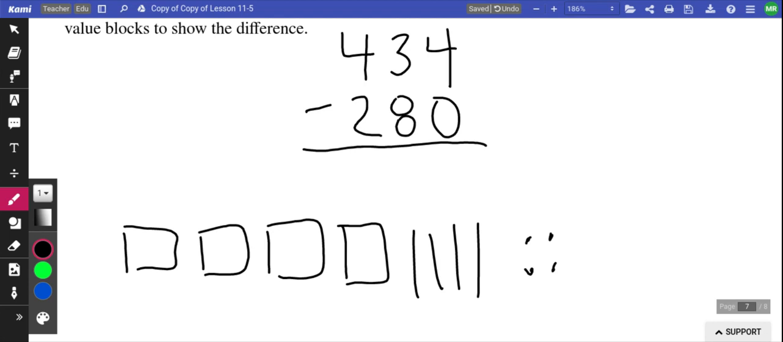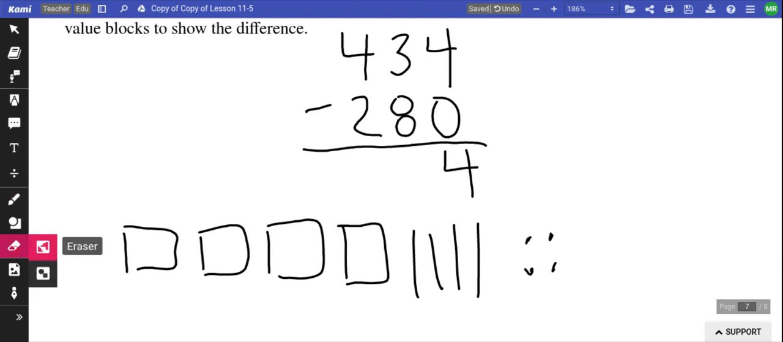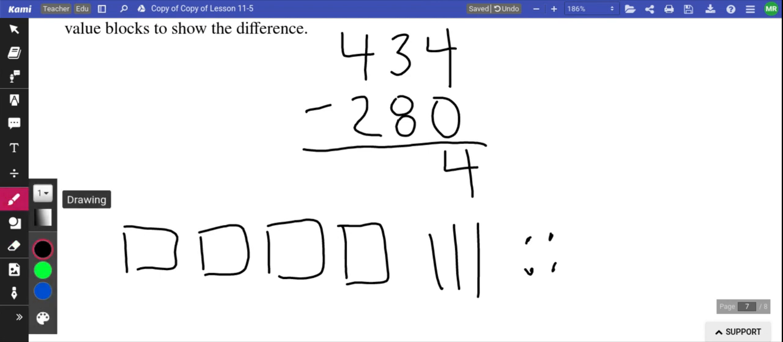Now I go to subtract. I start with the ones. 4 minus nothing, they get to stay the same. Hooray! 4 minus nothing is 4. Oh, by accident, I added one extra 10 here that I wasn't supposed to. Sorry about that. So now I've got 3 tens. Can I take away 8 tens?